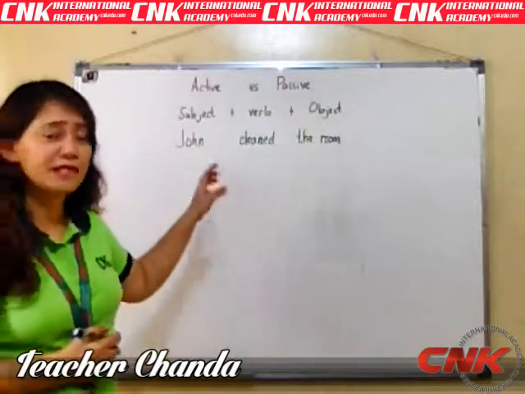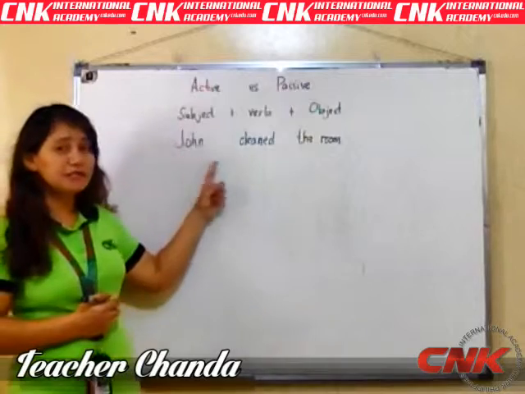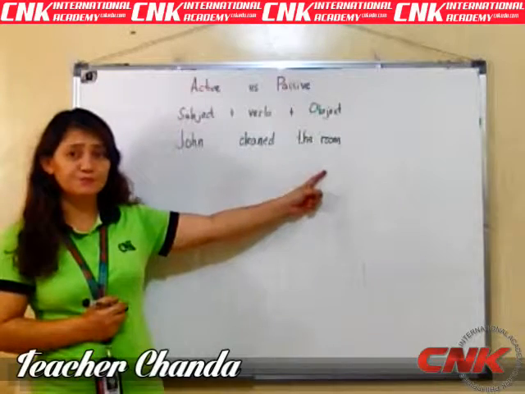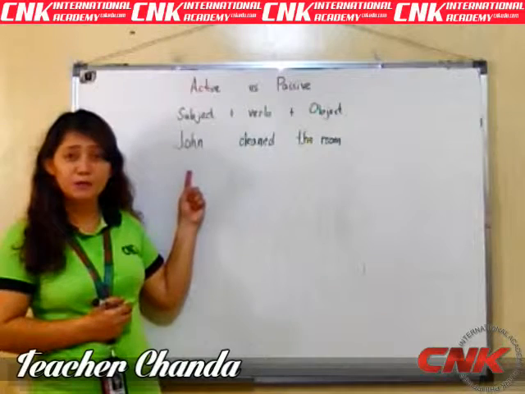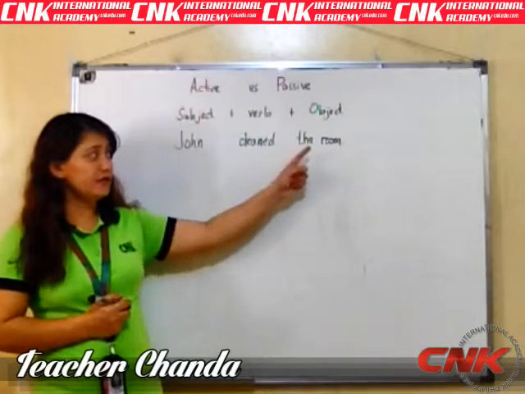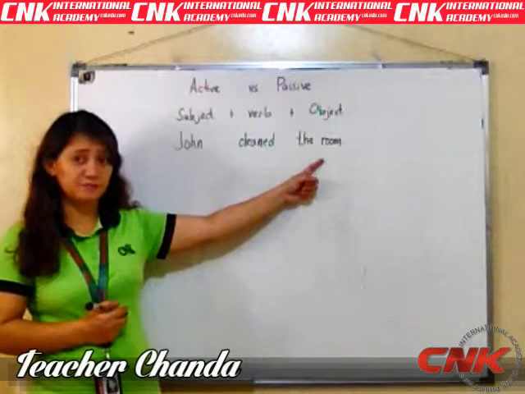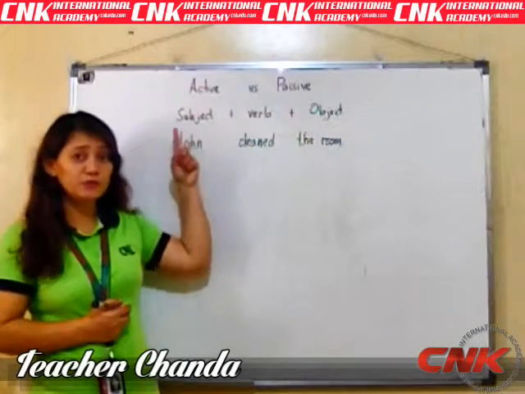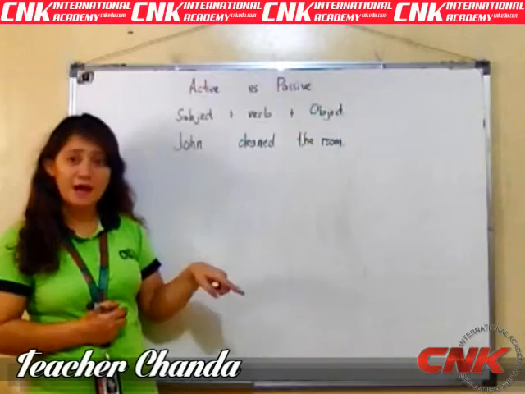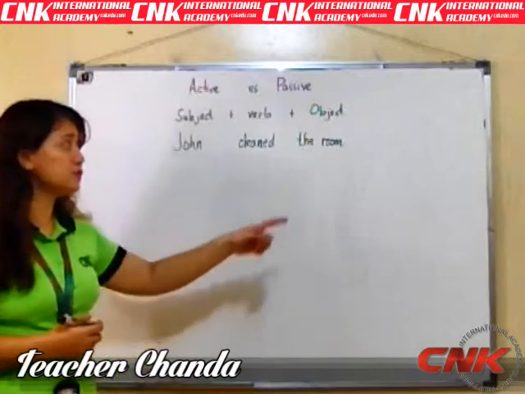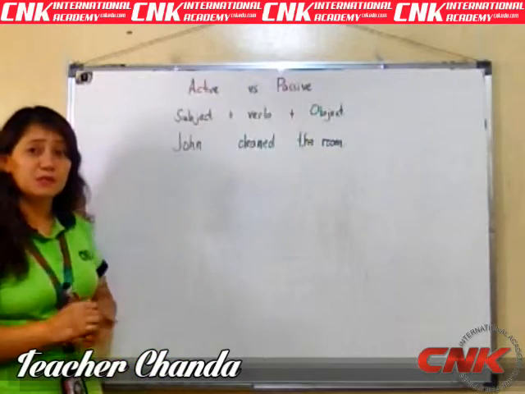For example, in this sentence, this is an active sentence, okay? John cleaned the room. Okay, in this sentence, John is the doer of the action. And our object, the room, is the receiver of the action. Okay, now we're going to change this active sentence into a passive one. But how? We're going to make the receiver the subject of our sentence.